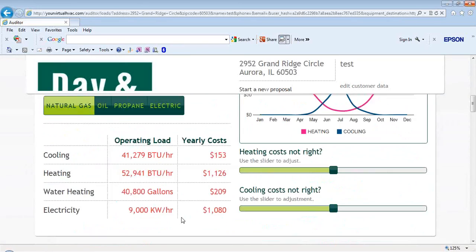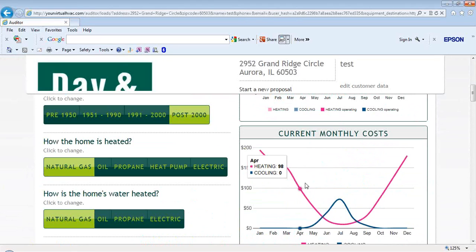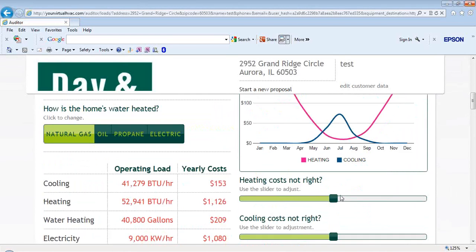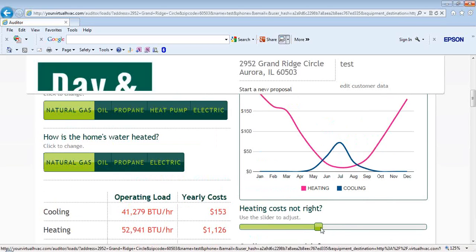After I tweaked all these values in here for my insulation and all that stuff, I could come up here again and look at my monthly costs based on the customer's utility bill. So I could take their March utility bill. Cooling is 0, as you would expect. Heating is $151. If the bill's not really that high, what I can do is I can move these sliders here to get it to be the right number. So if it's really a little bit lower, I can move that.